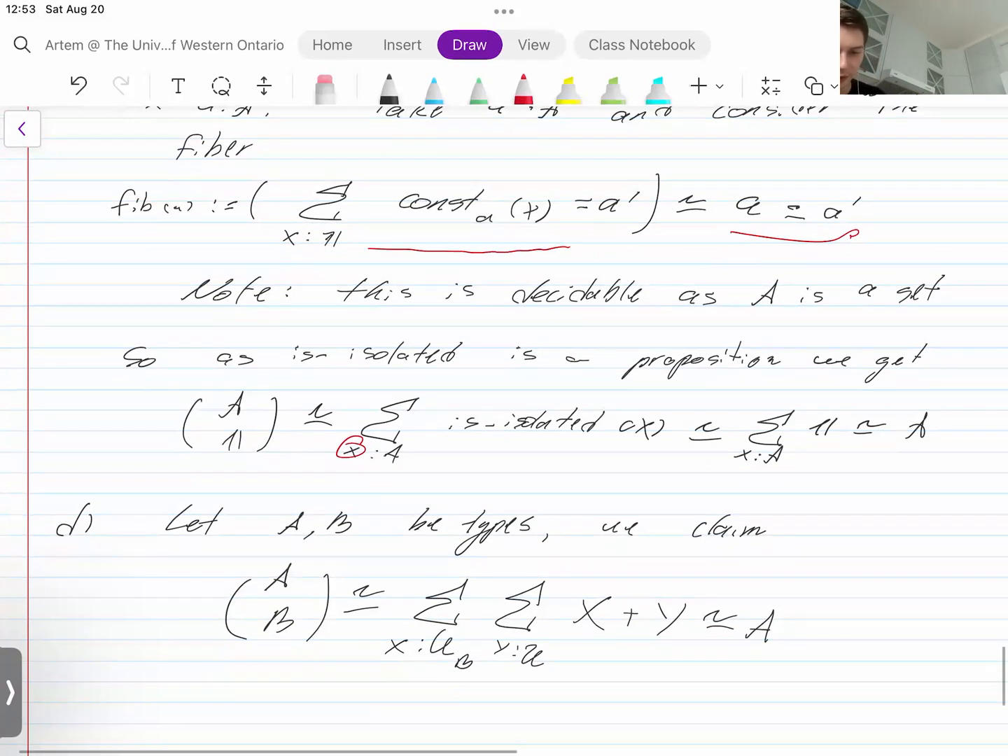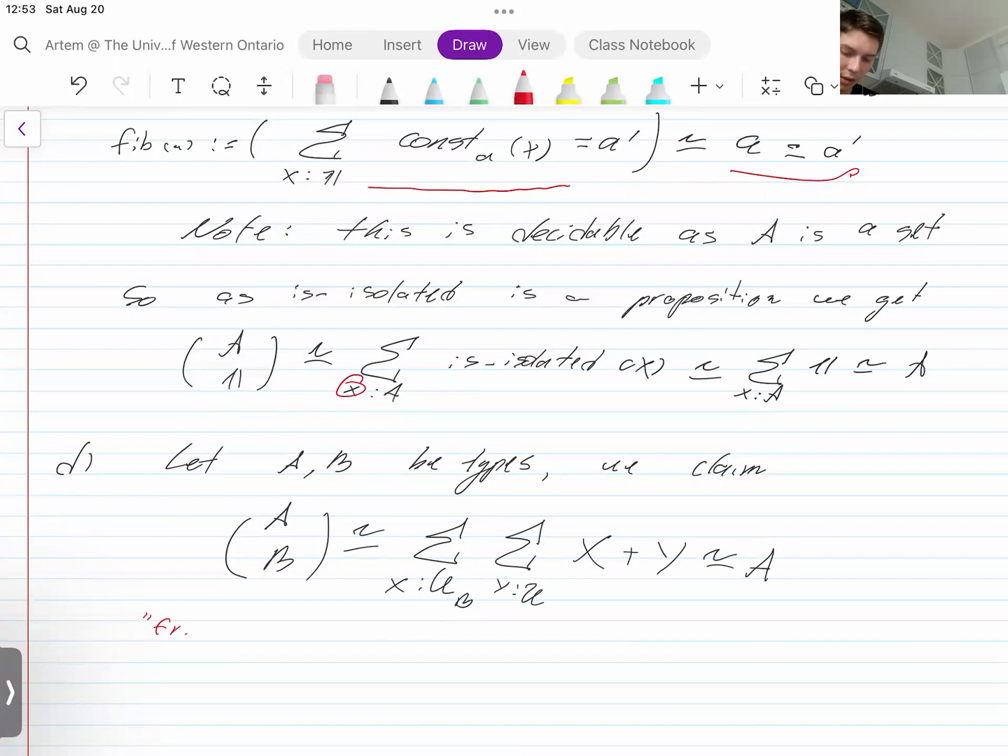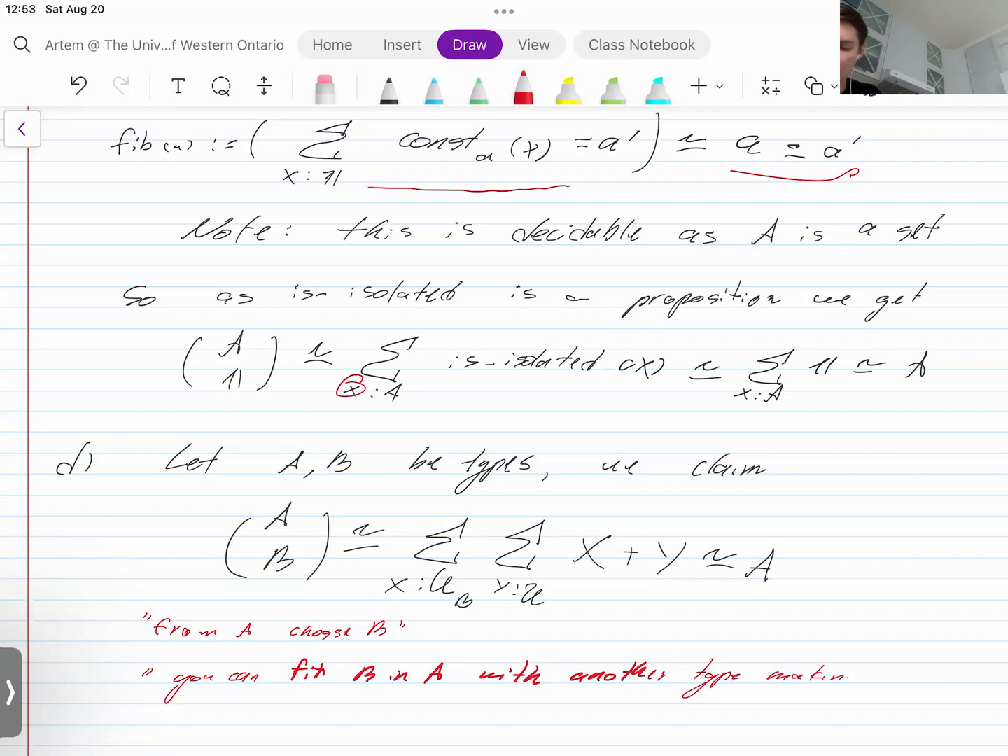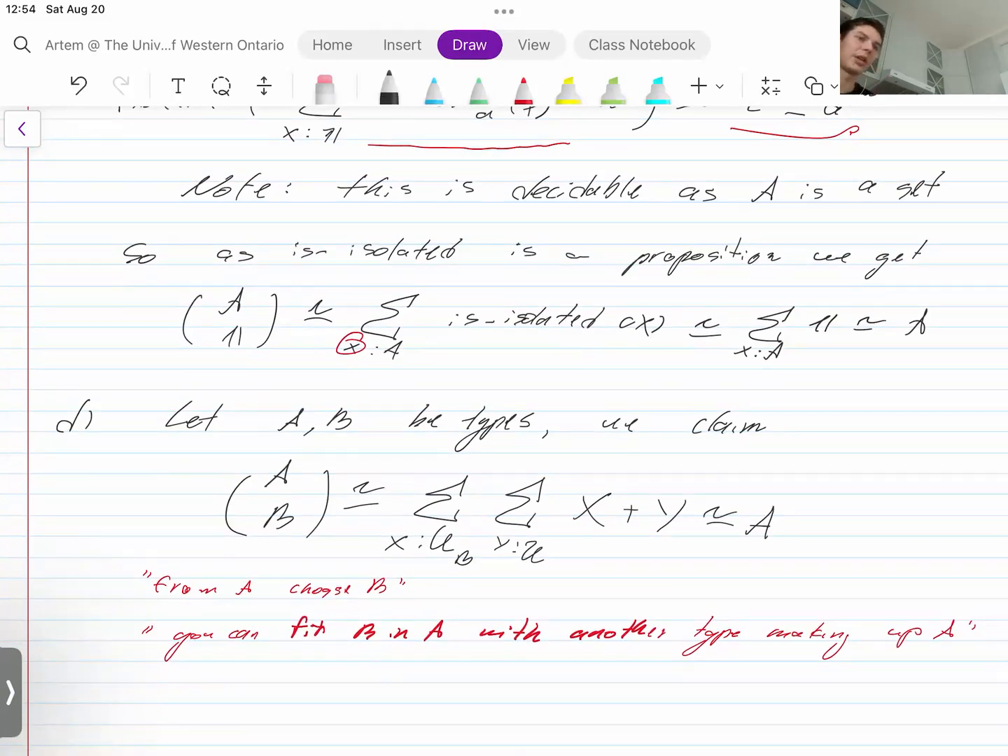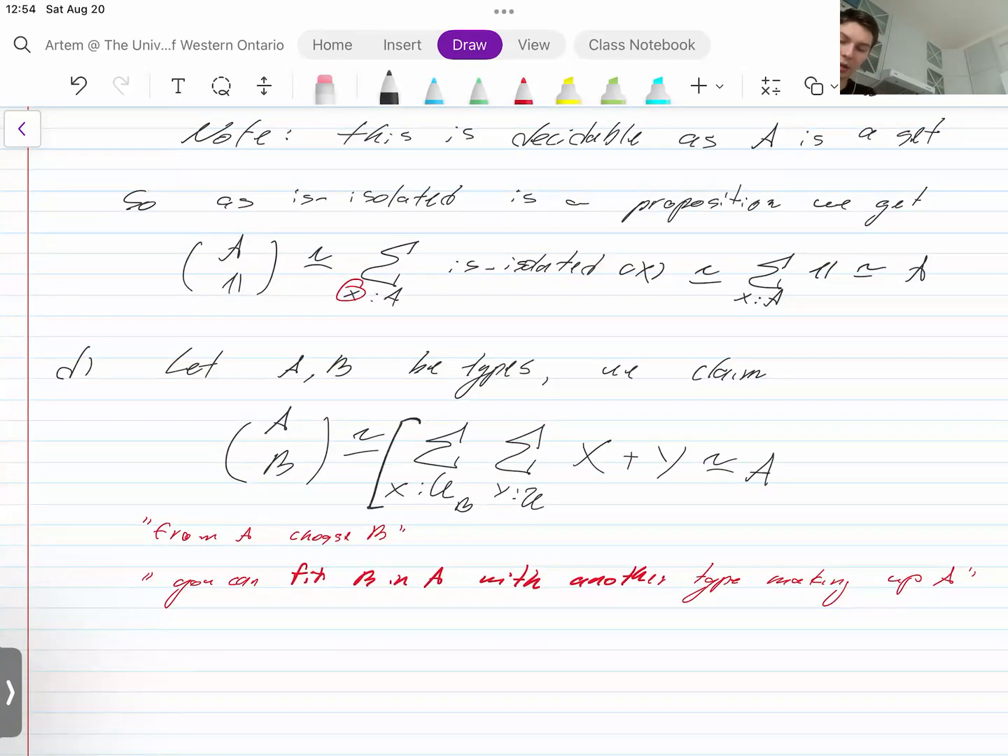So what we're saying is that from A choose B means you can fit B in A with another type making up A. So this is an intuition we certainly get in counting, and this is also something that we can formalize in this way in homotopy type theory. So okay, this should have this parsing.